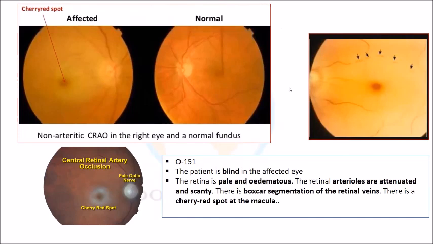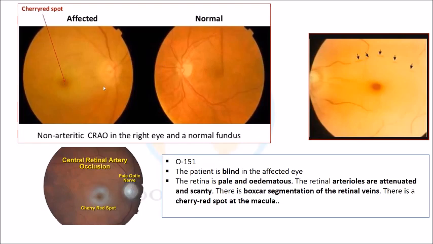And here, actually, the vessel description is not clear. This is called boxcar segmentation of the retinal veins. Boxcar segmentation means interrupted retinal veins. In severe, advanced cases, the artery also has this appearance. So there is a boxcar appearance in the veins.